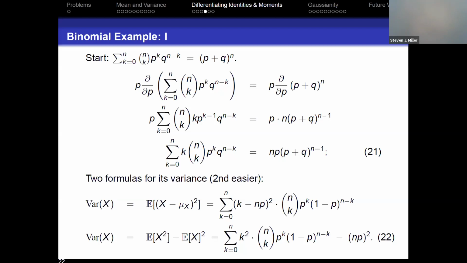And so now when we take the derivative with respect to p, we'll get a k, p to the k minus 1 on the left, and a p n, p plus q to the n minus 1 on the right. And now if I multiply by p, the p to the k minus 1 becomes a p to the k. And on the right-hand side, I now get np, p plus q to the n minus 1.